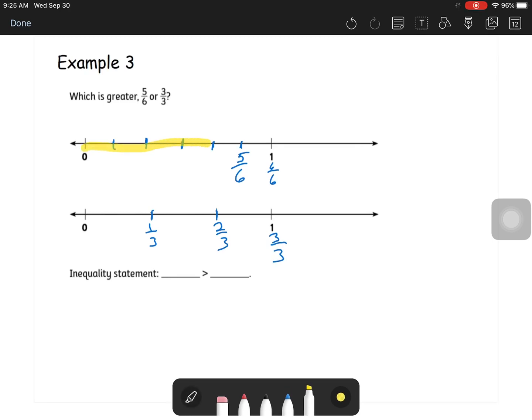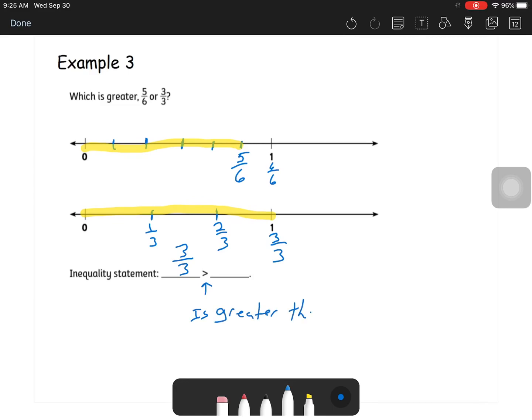So which one's bigger? So 5/6 goes to there, 3/3 goes all the way to there, right? And so, like by our rule before, an improper fraction, 3/3, is always greater than a proper fraction. So I'm going to say 3/3. Remember, this symbol means is greater than, right? So bigger. So 3/3 is greater than 5/6. Okay.